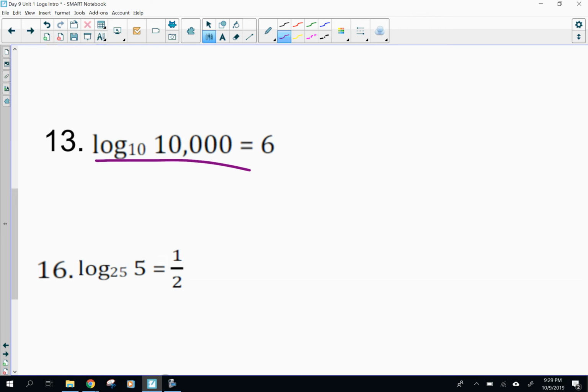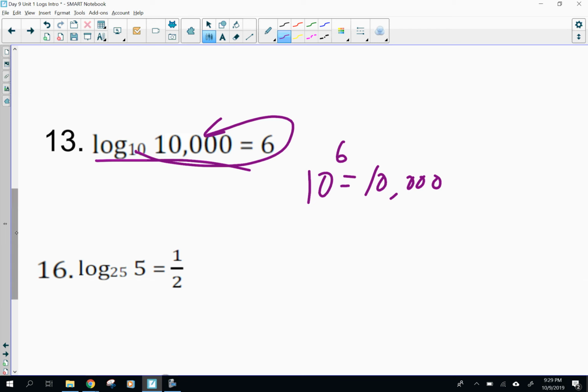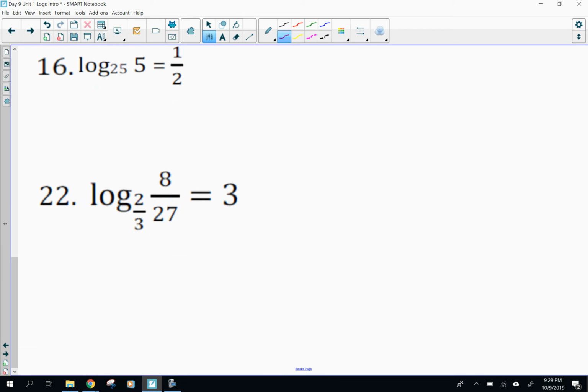Alright, how about this crazy guy? This is log base 10 of 10,000 is 6. So let's grab the base, pick up the other number, and then the last number. So this is 10 to the 6th power is 1,000. Number 22. The base is there, log base 2/3, so 2/3 is the base, to the 3rd power is 8/27.